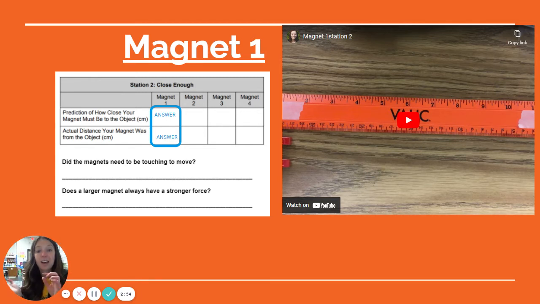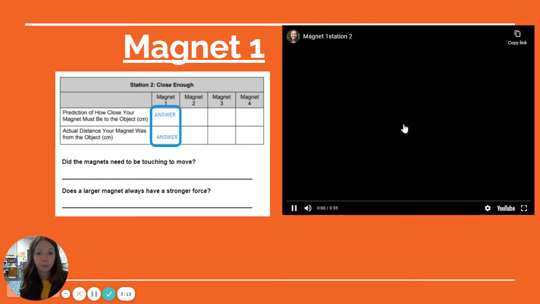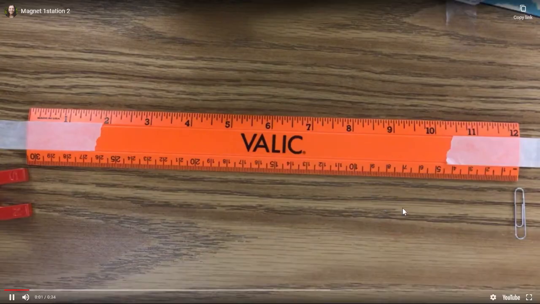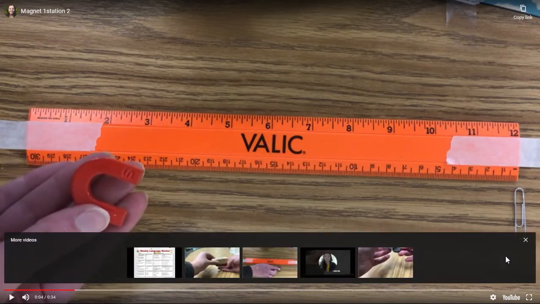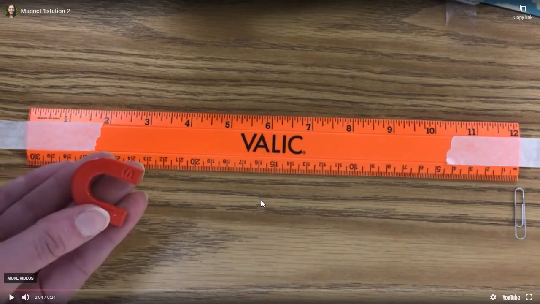You decide, I'll start at 30 and I'm going to end up moving it, but you need to predict. So make it a good assumption or a good guess about what point it will attract that paper clip on. So I'm going to play it for you and pause so that you can write your prediction. All right. Here is the magnet. Okay. I'm going to start it at 30.